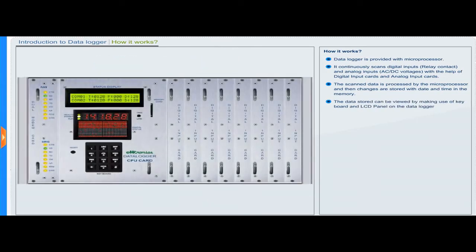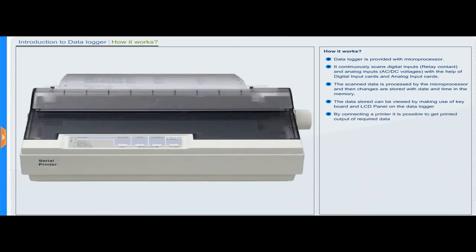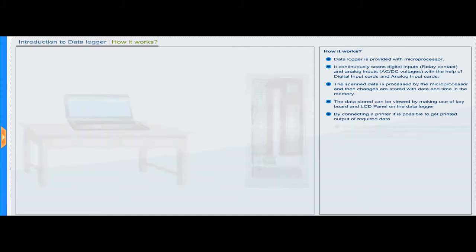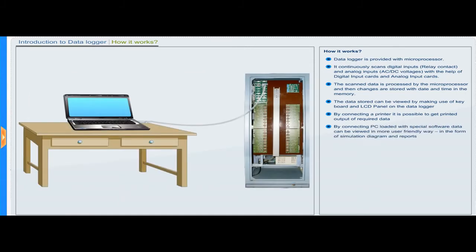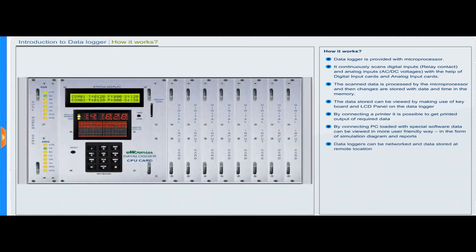The scanned data is processed by the microprocessor and then changes are stored with date and time in the memory. The data stored can be viewed by making use of the keyboard and LCD panel on the data logger. By connecting a printer, it is possible to get printed output of required data. By connecting a PC loaded with special software, data can be viewed in a more user-friendly way in the form of simulation diagram and reports. Data loggers can be networked and data stored at a remote location.